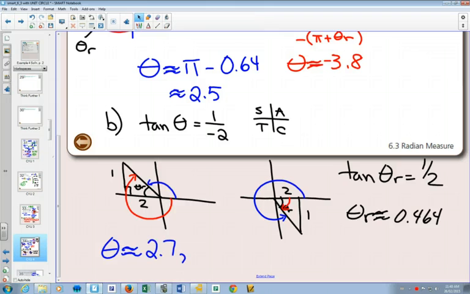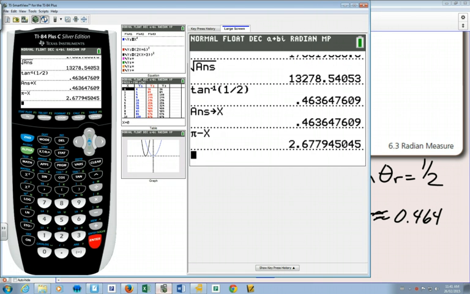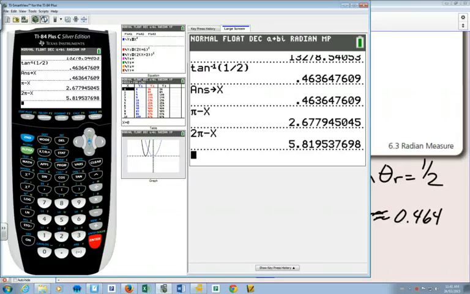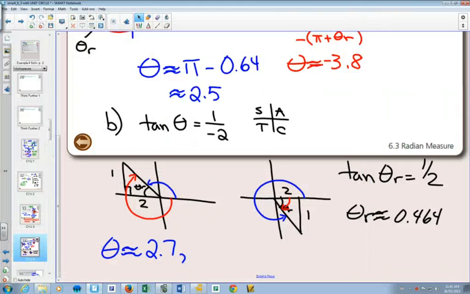Comma, because I have a second answer here in blue. For that one, if I was dealing in degrees, do you see that I would go all the way to 360 and subtract my reference angle? So now in radians, I would go all the way to 2 pi and subtract my reference angle, which I can just subtract x because I've stored it, 5.8. Those are my 2 positive ones.